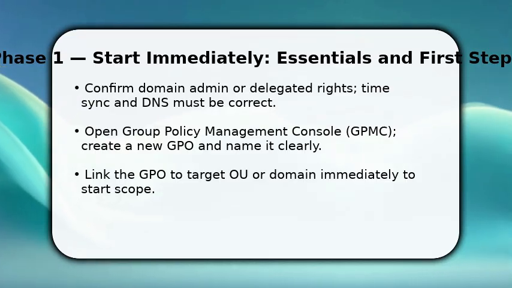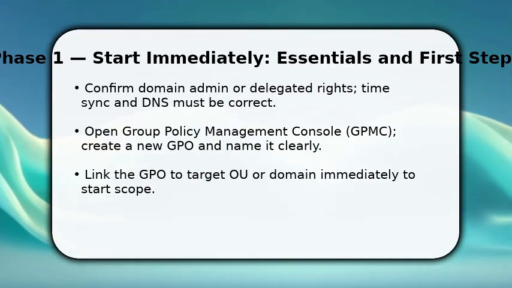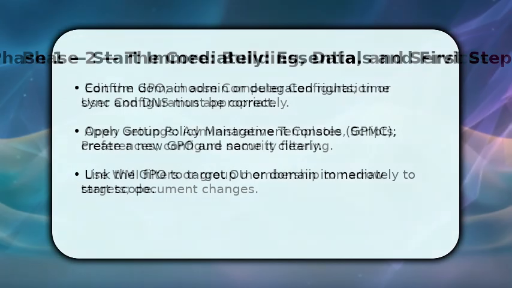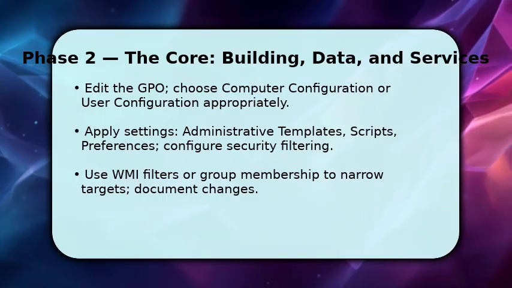This establishes the scope of application. You do this now so later steps apply predictably. Make sure replication has time to propagate before you edit further. Next, you edit the GPO and choose computer or user configuration depending on the goal.